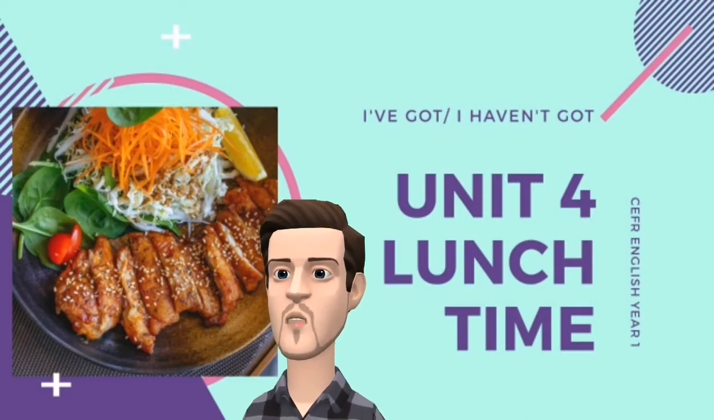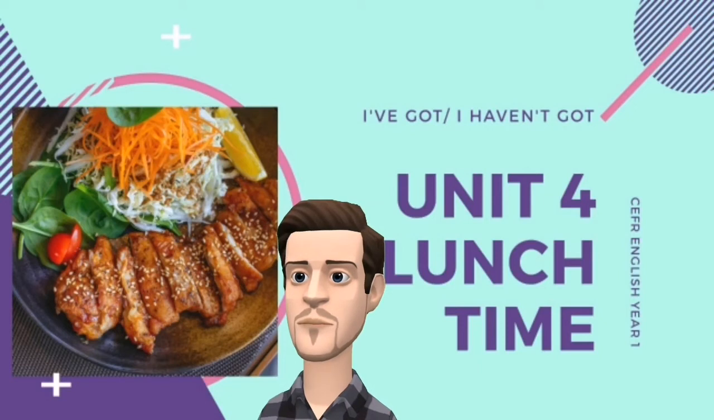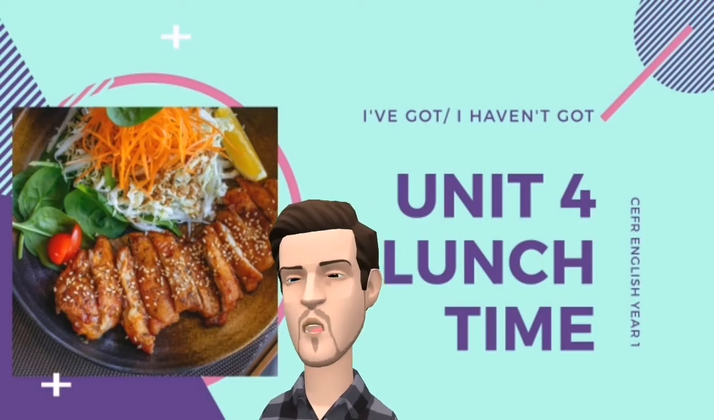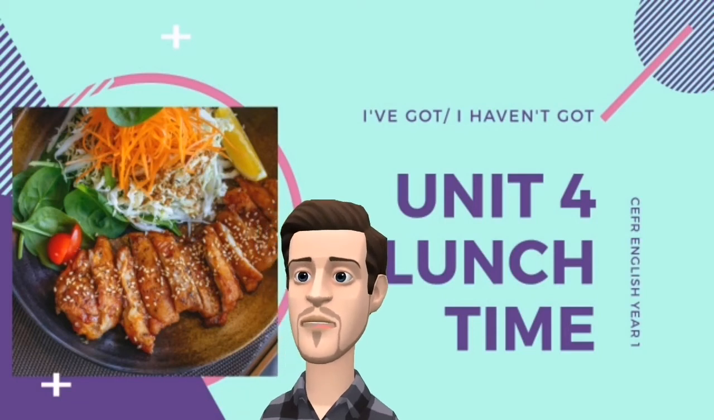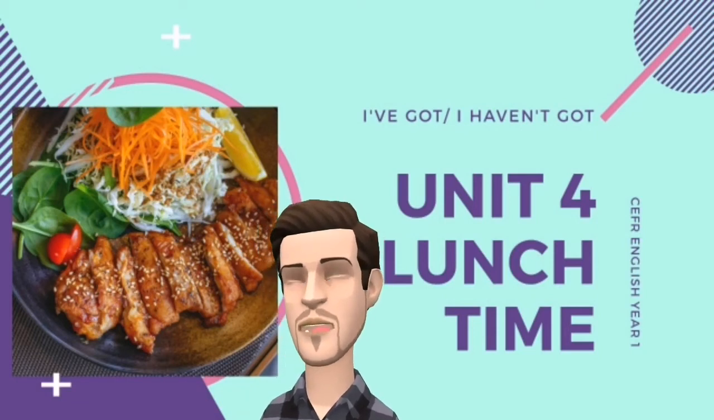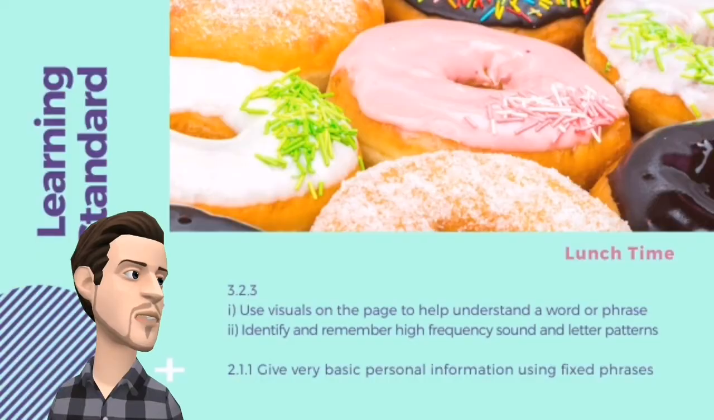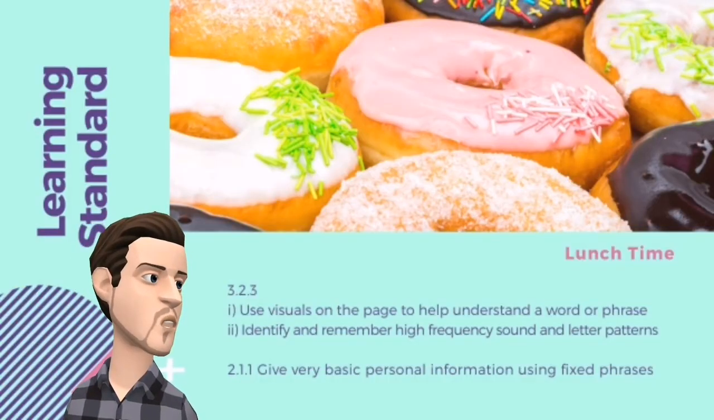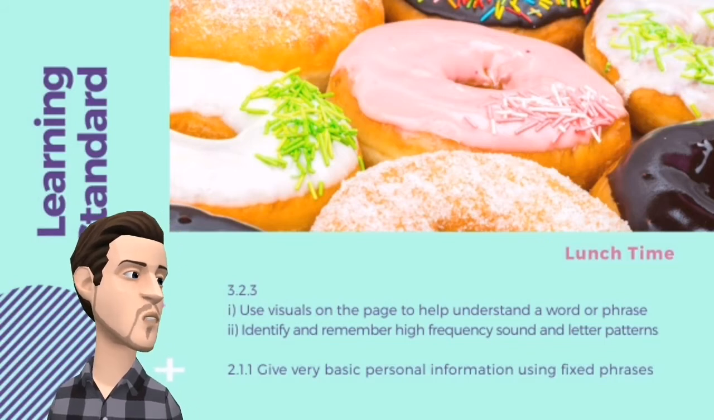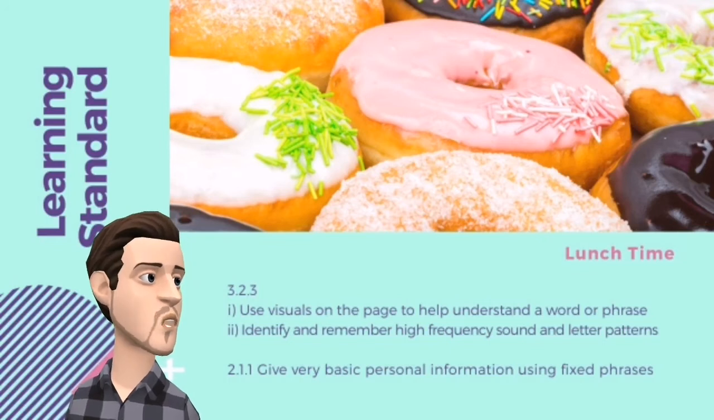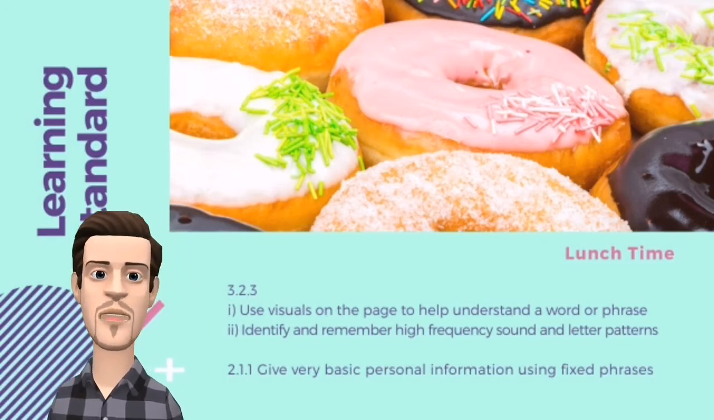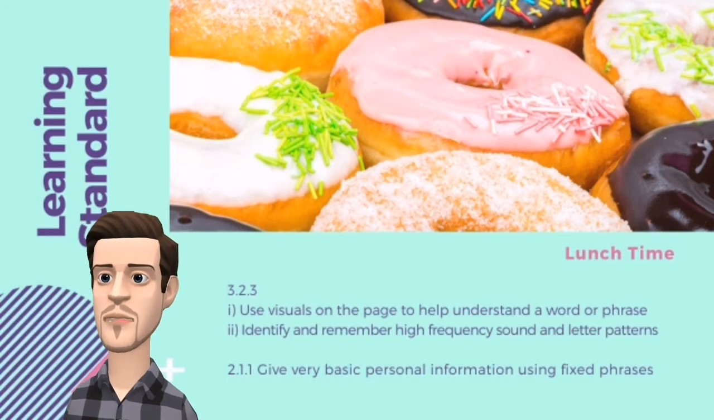We will continue our class today for part 2. Topic is Unit 4, Lunchtime. Subtopic: the using of I have got and I haven't got. Today, learning standards are 3.2.3.1. Use visuals on the page to help understand a word or phrase. 2. Identify and remember high-frequency sound and letter patterns. 2.1.1. Give very basic personal information using fixed phrases.